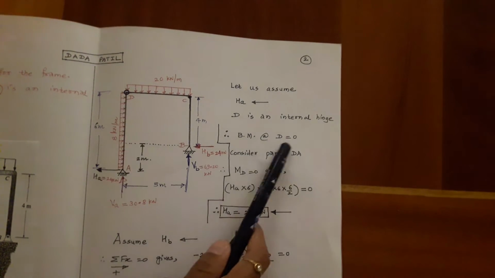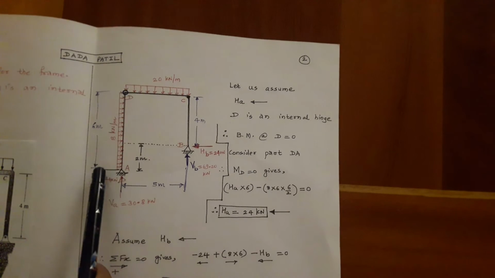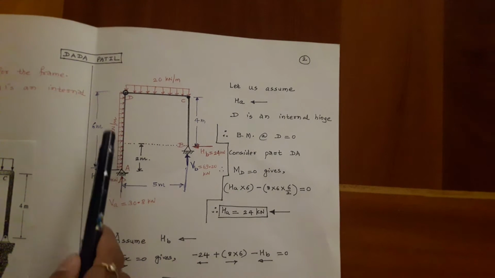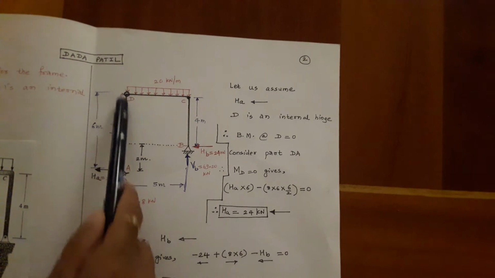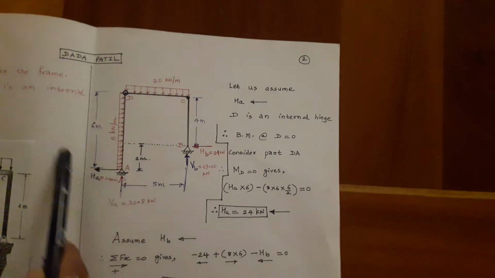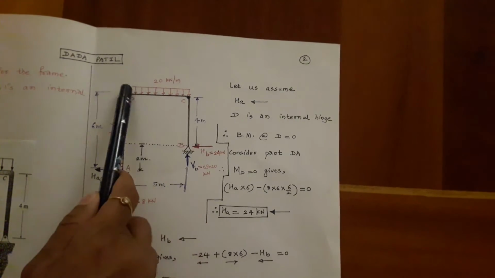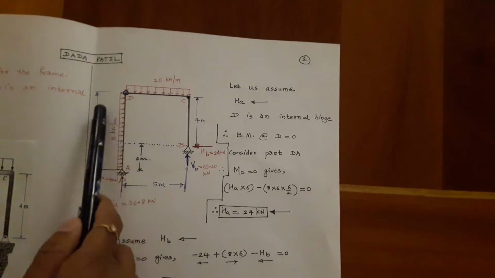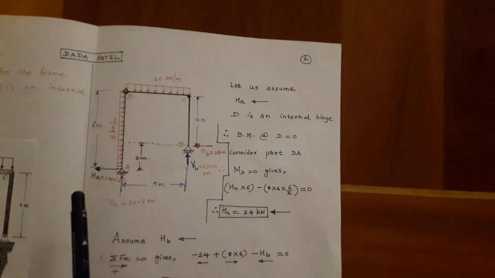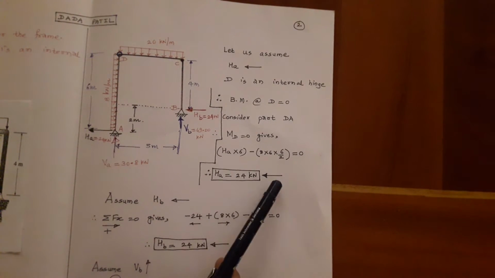So bending moment at D equal to 0 gives HA into 6, that is this HA into perpendicular distance 6, minus 8 into 6 into 6 by 2. This is plus because it is trying to open out at D, whereas this UDL is trying to close at D. So opening I take positive and closing I take negative. Therefore, the value of HA is 24 kN.